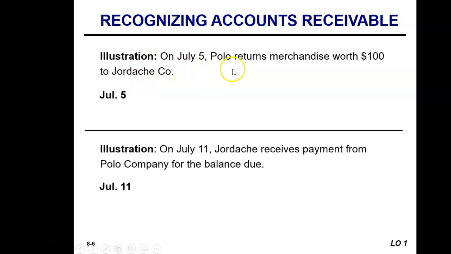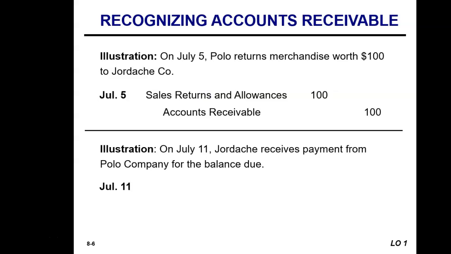On the 5th, the Polo Company returns merchandise worth $100 to the Jordache Company. So now a portion of what was sold on July 1st has been returned on July 5th. We record the actual return. We have an account called Sales Returns and Allowances, which is a contra revenue account. We debit it for $100, and we credit accounts receivable in the amount of $100.